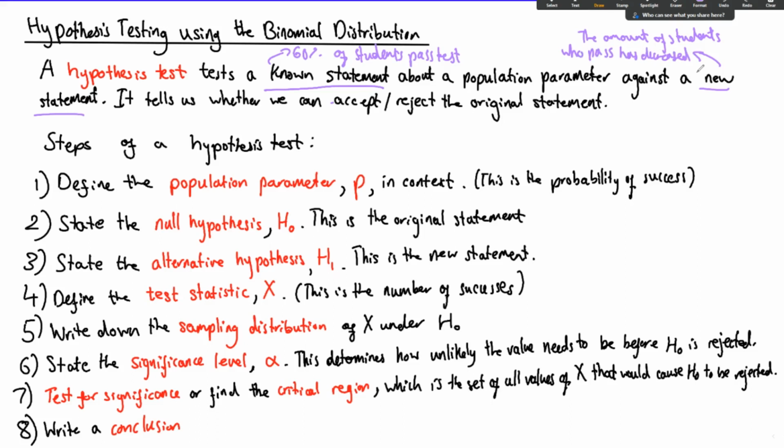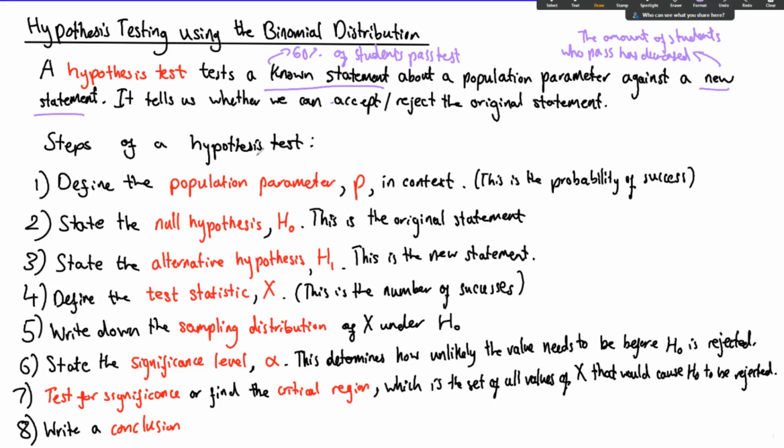And that new statement is normally influenced by some evidence that's come into fruition. For example, one year, maybe the cohort scored very low, and that made them reassess this known statement that normally 60% of students pass a test. Obviously, it's not going to be 60% every year, or every time the test is taken, but what this test does is it tests whether a value is so unlikely to happen that this new statement is correct.